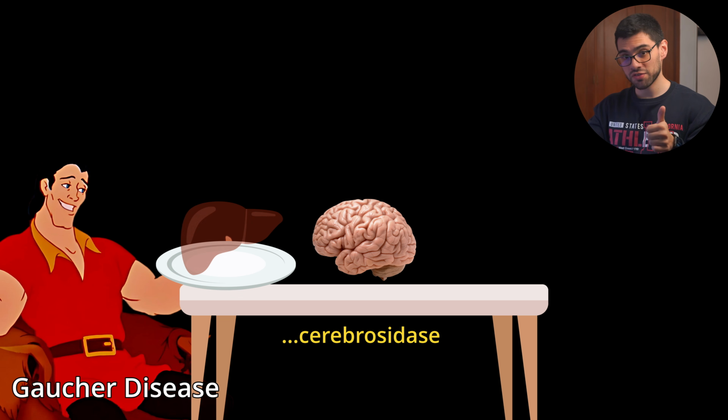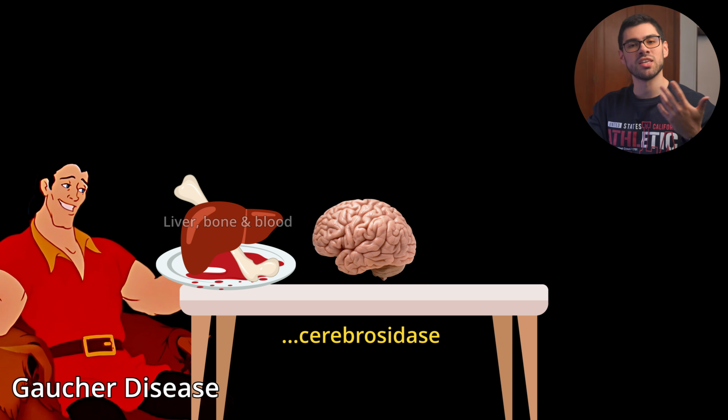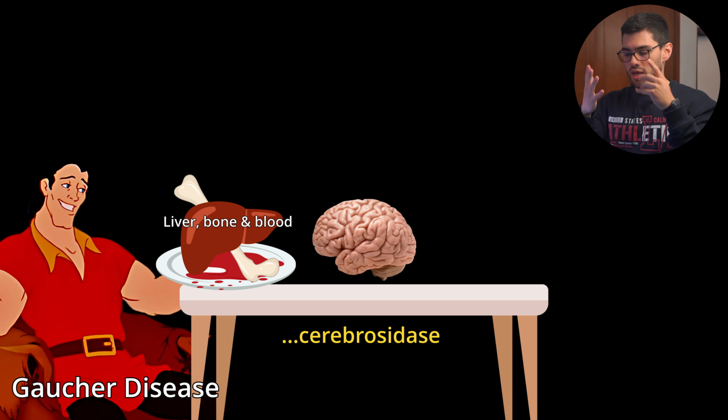There was a liver with a skewered bone and a bunch of blood. Those are there to help us remember the three key organs affected in Gaucher disease. The liver, hepatomegaly. The bones, where you can have bone pain, osteoporosis, avascular necrosis, a bunch of bone stuff. And the blood, which causes pancytopenia. So liver, bone, and blood.